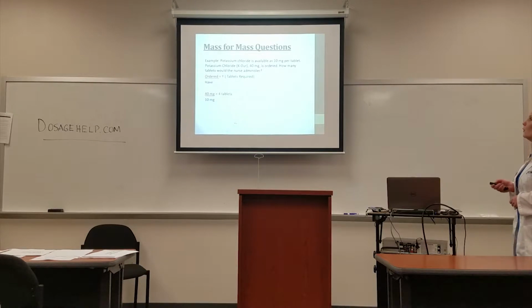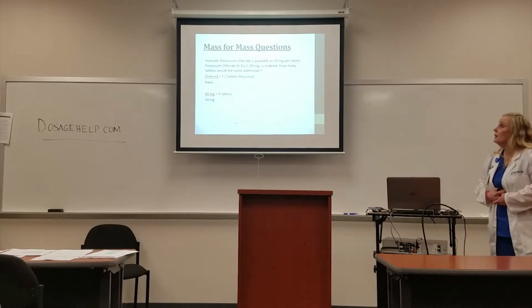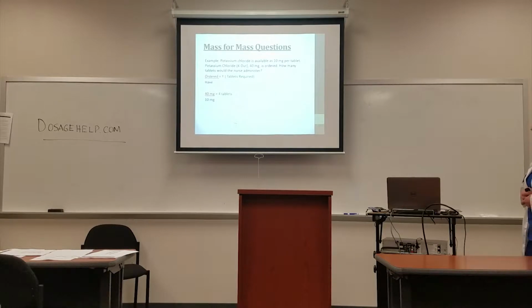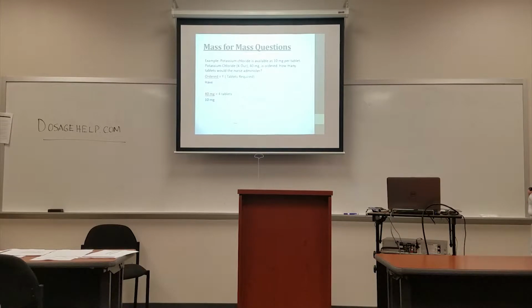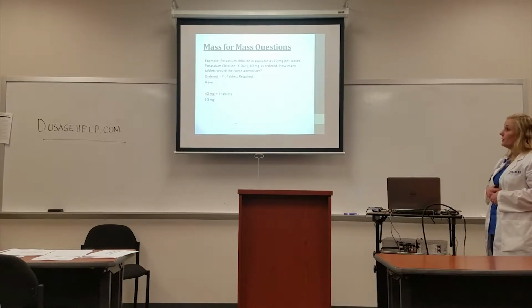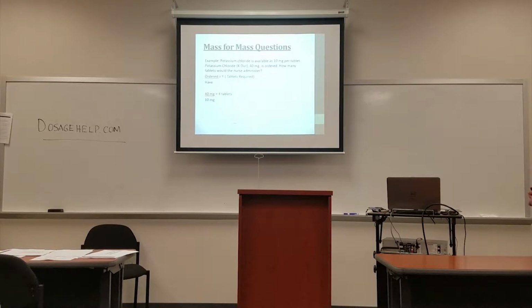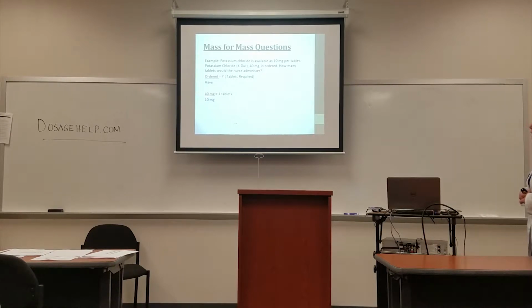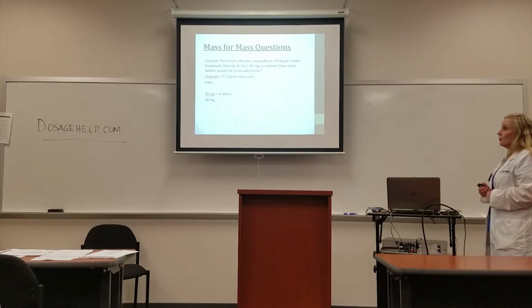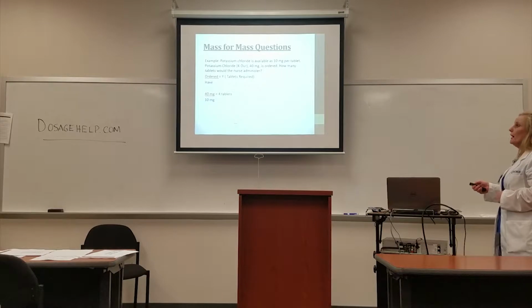So here's an example of a mass for mass question. You see we have potassium chloride. Available is 10 milligrams per tablet. Potassium chloride, 40 milligrams is ordered. How many tablets would the nurse administer? So what we have ordered, I have it in red, so it's color-coded for you, those that like colors, so that it will step out at you a little bit more. So you have a 40 milligram tablet. That is what's ordered. You have a 10 milligram tablet. That is what is available. So you just simply divide, and then you have 4 tablets.